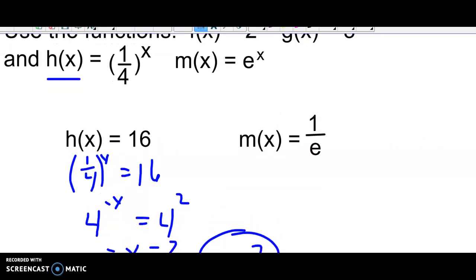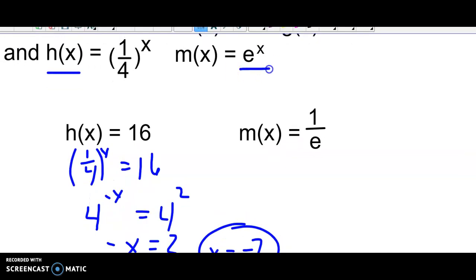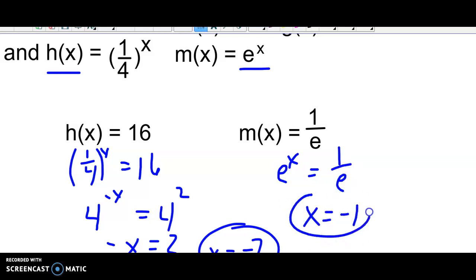And m of x equals 1 over e. M of x is e to the x. So I'm going to say e to the x equals 1 over e. Well, that would have to be -1. Okay, so it's just plugging in what m of x is and setting it equal to whatever it asks you to.